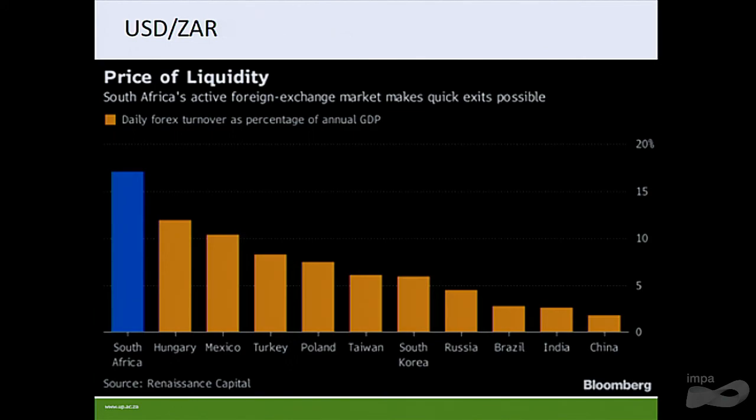So just for interest's sake, if you look at the dollar rand, if you look at the daily forex turnover as a percentage of annual GDP, South Africa trades amongst the highest in the world, which is very interesting. So the South African rand is very liquid, and it's very frequently used as a proxy for emerging market woes. So we get punished if you have any emerging market turmoil.